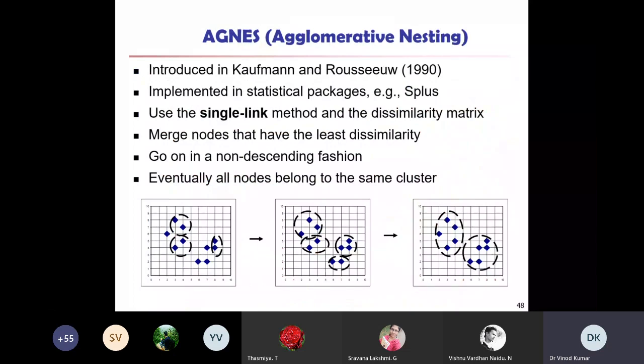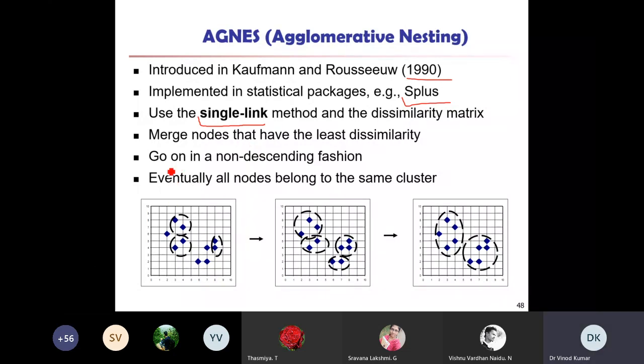So in that, one is the agglomerative nesting algorithm that I told you about. Kaufman introduced it in 1990, around 30 years back, and it is implemented in statistical packages like S-Plus. Next, it uses the single link method, with a dissimilarity matrix. Merge nodes that have the least dissimilarity, so we will merge those nodes which have the least dissimilarity, meaning the differences are very small.